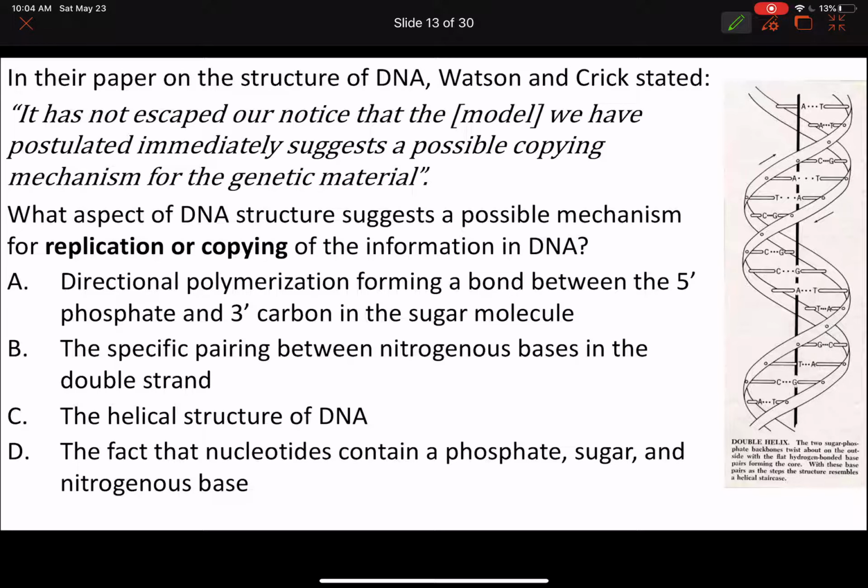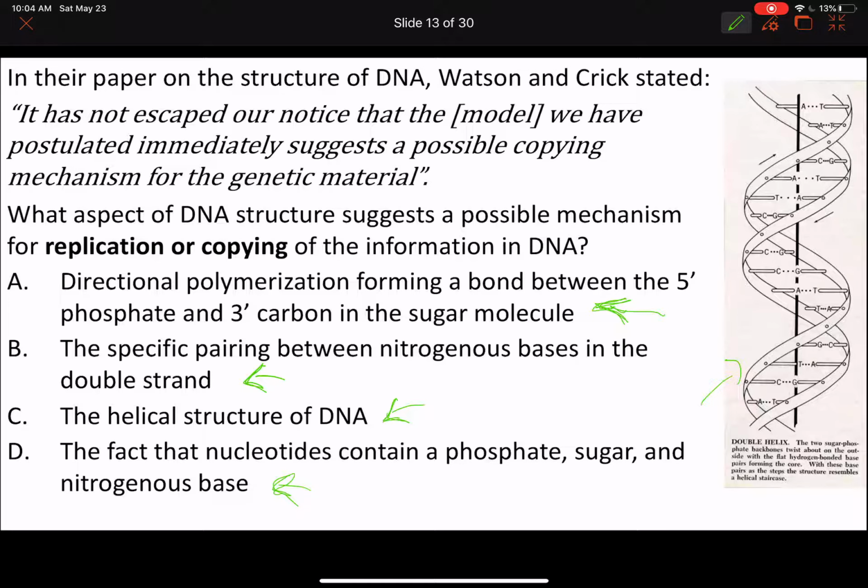This is an evaluation question, and the reason this is an evaluation question is because all of the answer choices are true facts about DNA. We've already spent time talking about just now this anti-parallel structure, 5' to 3'. We spent time talking about in a previous video complementary base pairing. We laid out that DNA is a helical structure, this double helix here. And we talked about nucleotides being made up of a phosphate, a sugar, and a nitrogenous base.